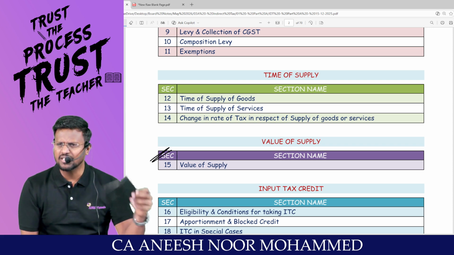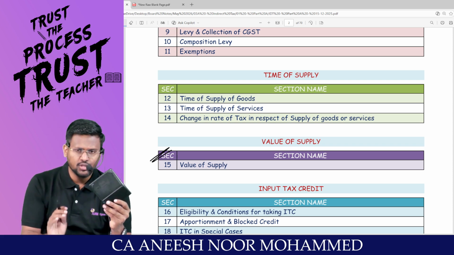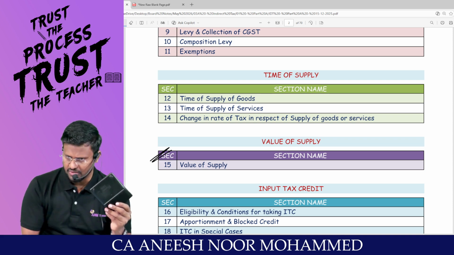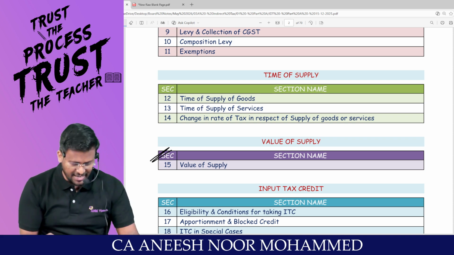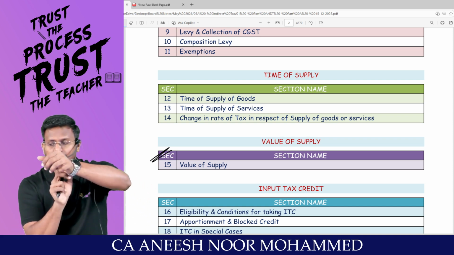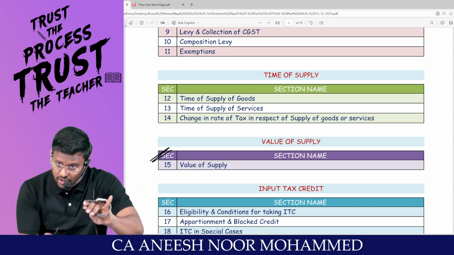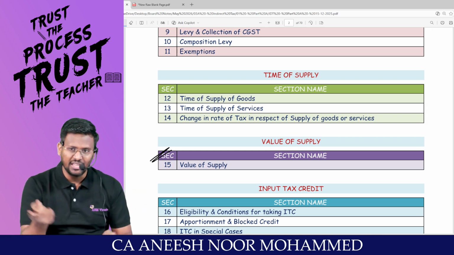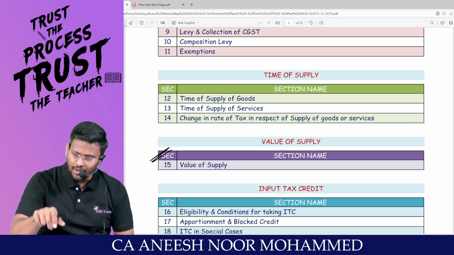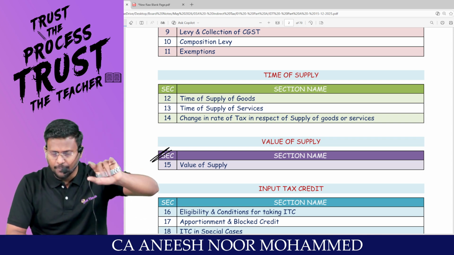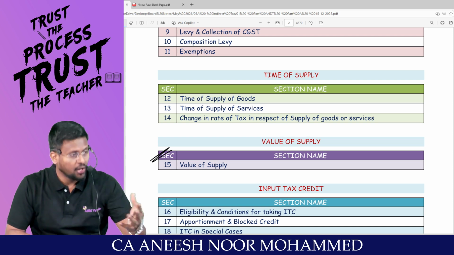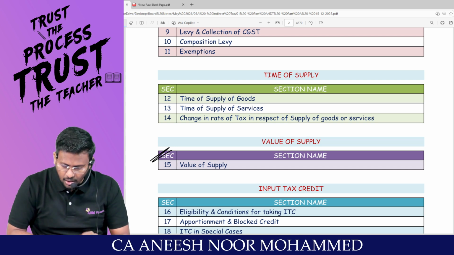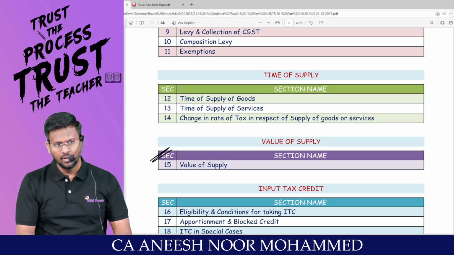For example, I am a supplier of this calculator. I sold this calculator to you. The real value of the calculator is 500 rupees. You gave me 300 rupees as cash. Plus, you have given this watch also to me as a consideration for the calculator. Whether I am liable to pay GST on 300 rupees or 300 rupees plus the market value of the watch, which comes to 500 rupees? On what value am I liable to pay the GST, which is answered by what of supply? Value of supply.